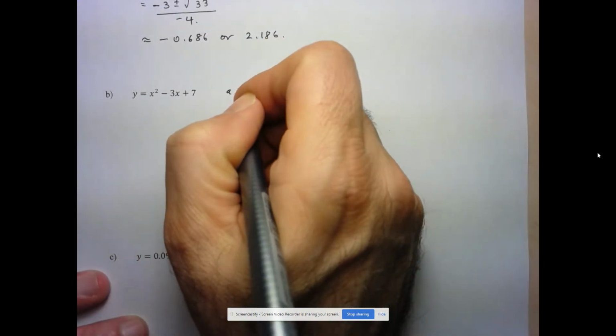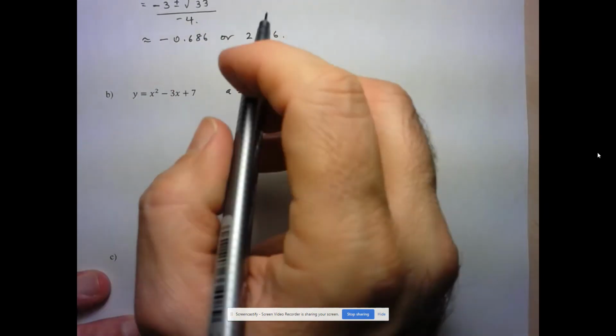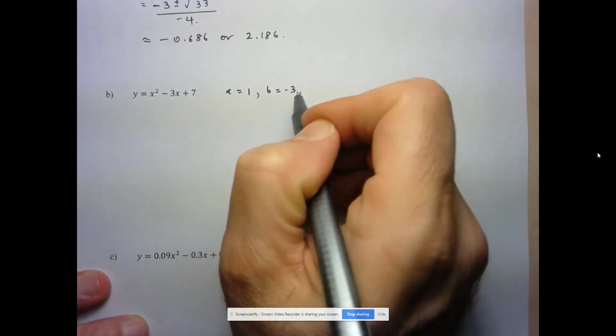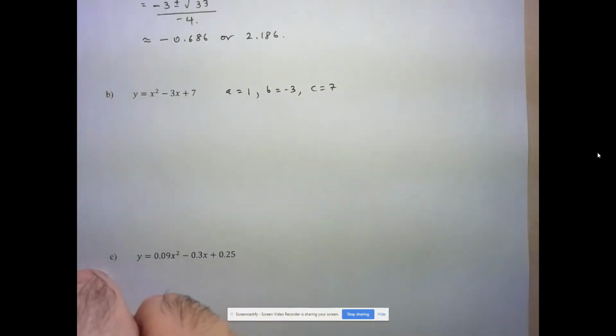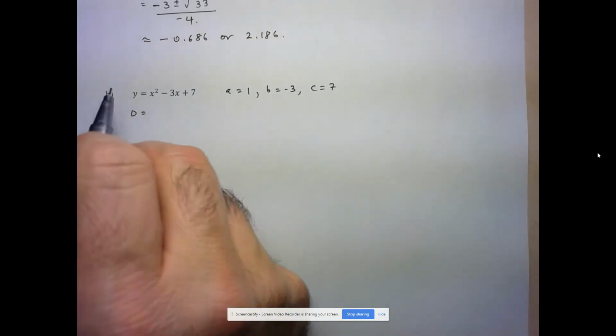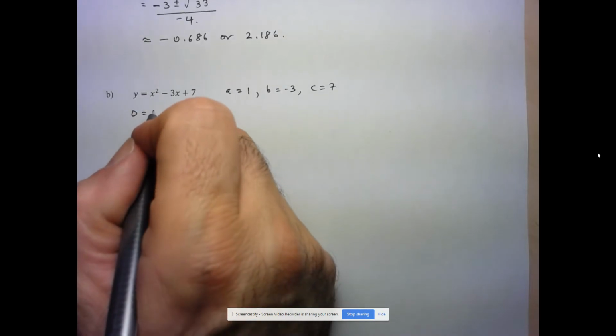So again, I would suggest specifying, so a is equal to, there's nothing in front of the x squared, so it means a is equal to 1, b is equal to negative 3, and c is equal to 7. All right, so again, let's specify that we're finding the x-intercepts by replacing y by 0.